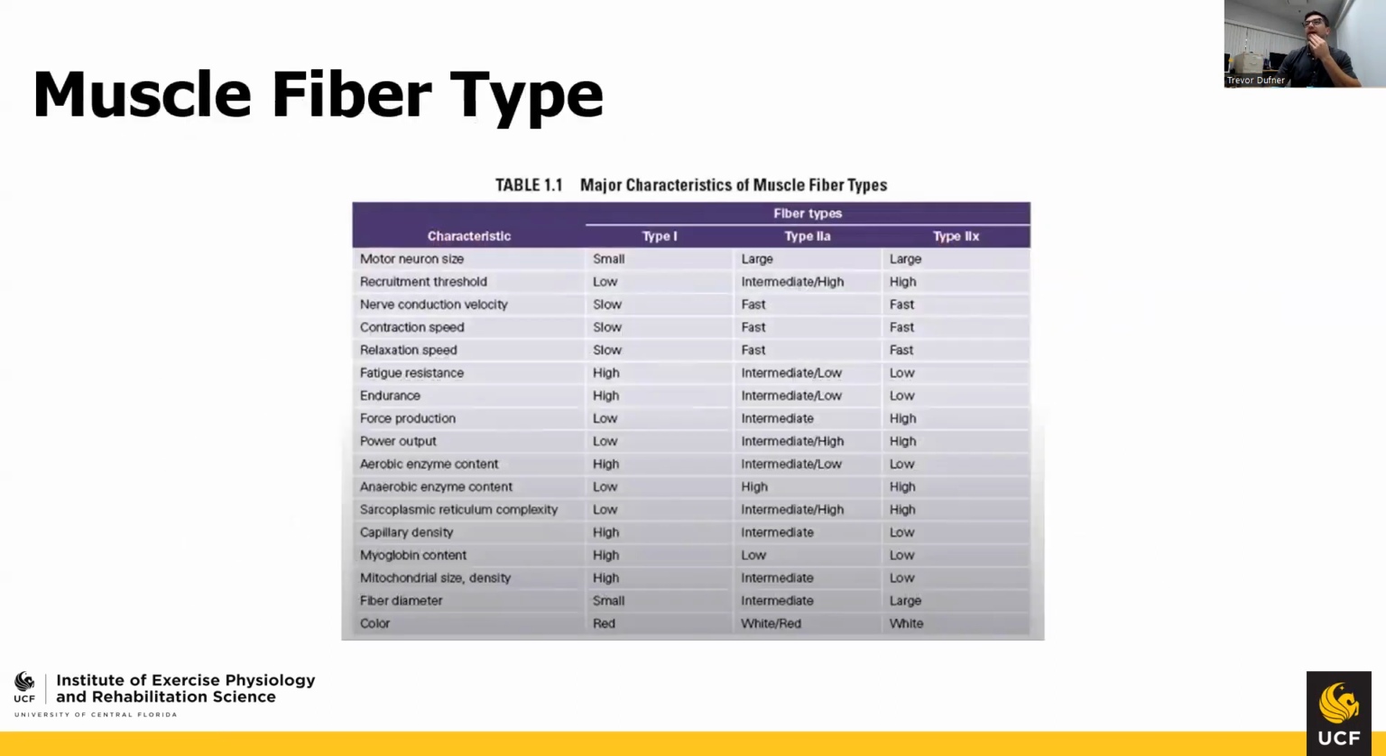So just a general breakdown of the muscle fiber types here. I don't think Dr. Freddy is going to make you know every single individual one. They're not going to ask what type 2A's relaxation speed is. But essentially, this is breaking it down and showing you how each thing is here.